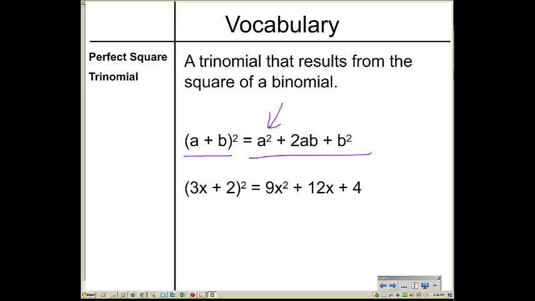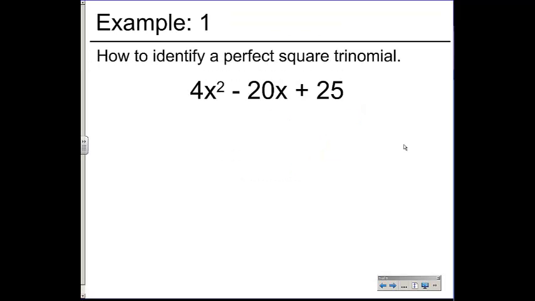But you'll notice that this is a perfect square here and this is a perfect square here. So we went ahead and put a number in there, 3x plus 2, and we squared it, and we saw that the answer comes out to this. Example 1, how to identify a perfect square trinomial.